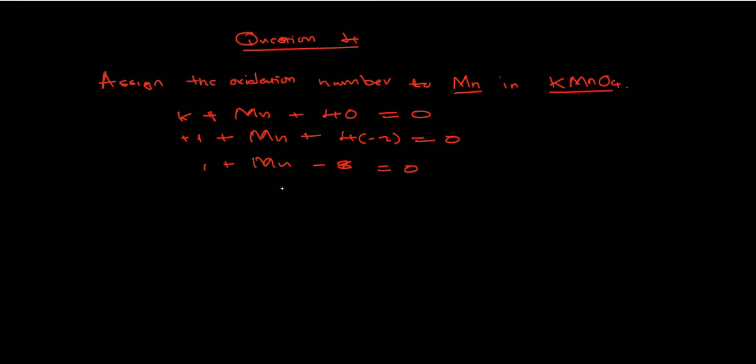What we do, 1 plus -8, Mn is -7 equal to 0. Crossing the equal sign, it becomes +7. So we conclude to say the oxidation number of manganese in this compound is actually +7. Very simple questions.